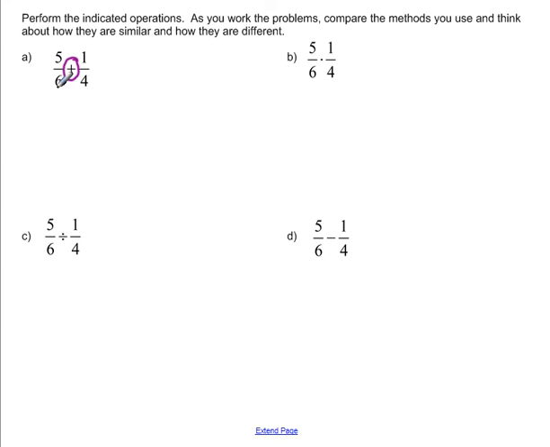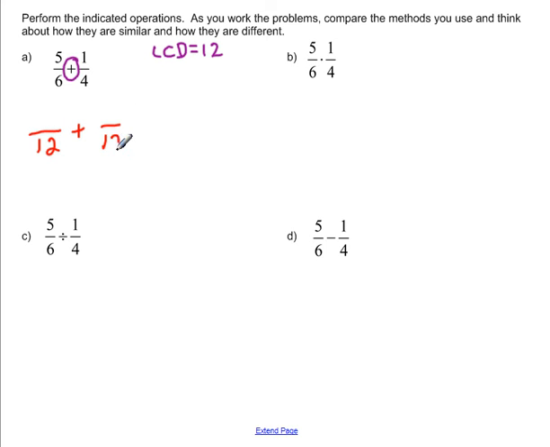So for these two denominators, for the 6 and the 4, the LCD is going to be, think about the smallest thing they both go into. Both 6 and 4 go evenly into 12. So that's the lowest common denominator. So we want to build each one of these to that LCD. So underneath here, let's go ahead and get started here. We know the denominator is going to be 12.